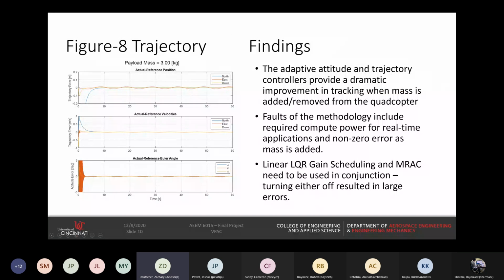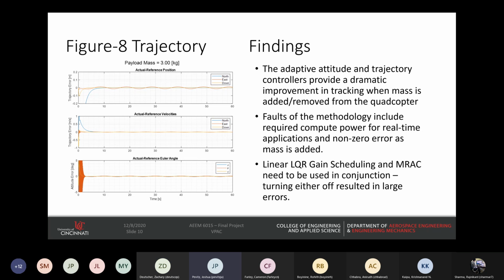We'll start the trajectory so Josh can talk about the findings. Sure. So we found that the adaptive attitude and trajectory controller did improve control of the quadcopter significantly as payload changed. We did see that the methodology still had some faults. We couldn't get the error all the way down to 0 as it was without a payload, and it required significant compute power. So real-time computation is unlikely for implementation.